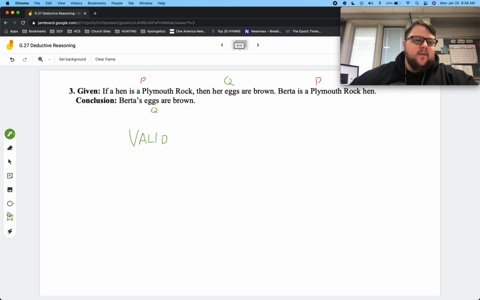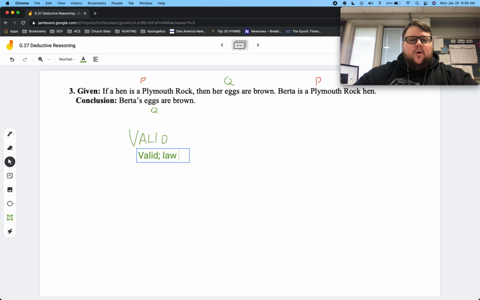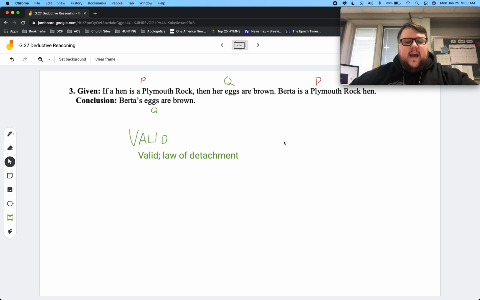And we would say valid, law of detachment. So there you have it, guys. Deductive reasoning, especially with the law of detachment.